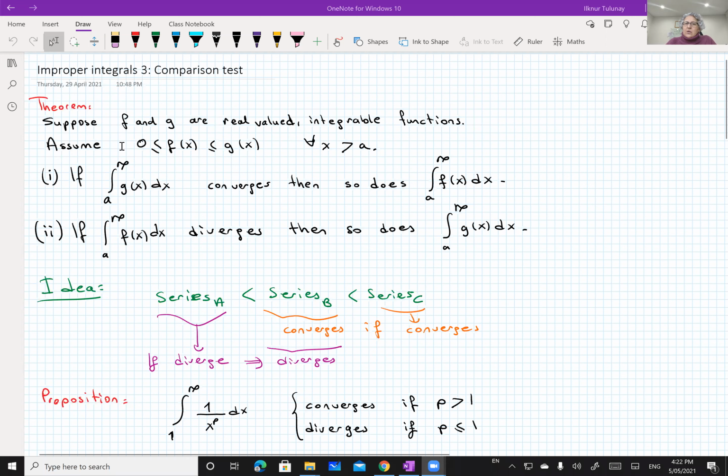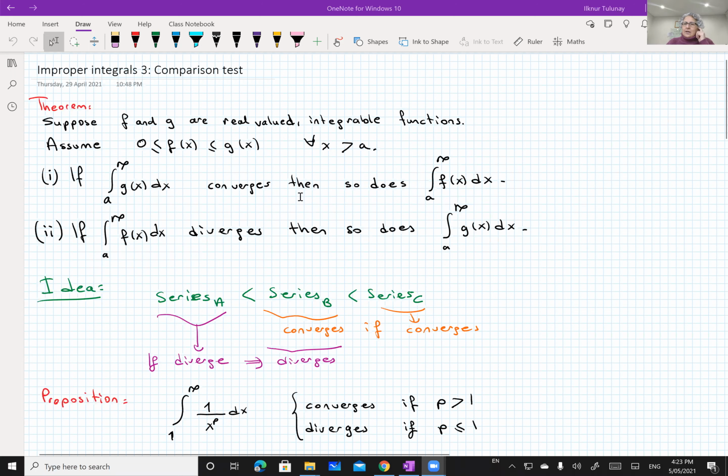And we have this condition: 0 is smaller than or equal to f(x), which is smaller than or equal to g(x), for all x bigger than a certain number a. That is the lower boundary of the integral that we are talking about. So if the integral of g(x) converges, then the integral of f(x) also converges. If the integral of f(x) diverges, then the integral of g(x) diverges.